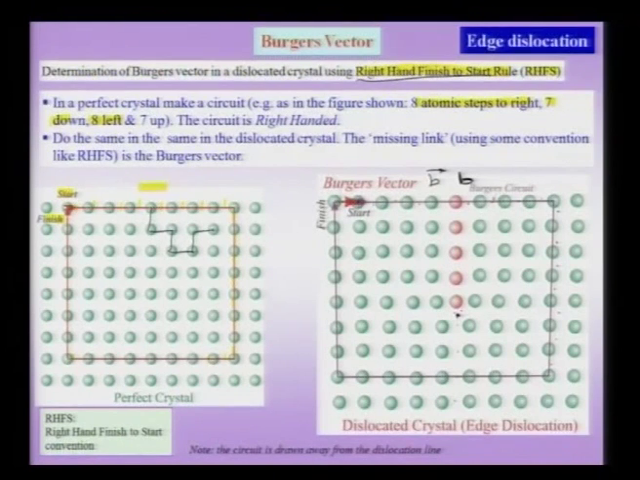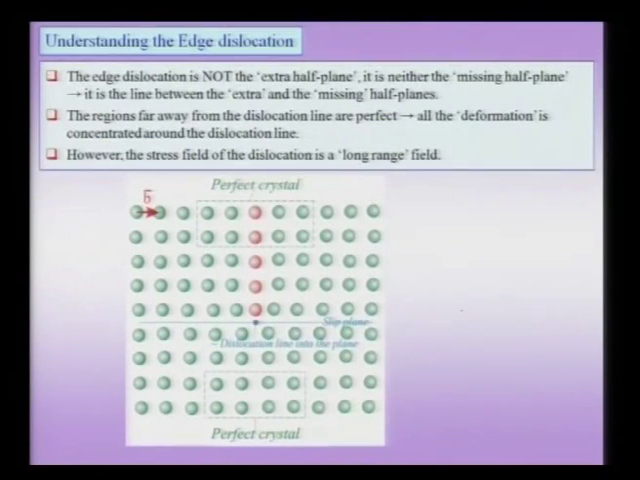Now let me try to understand this edge dislocation a little more. As I pointed out, the edge dislocation is not the extra half plane. So this extra half plane is not the edge dislocation, neither is it the missing half plane. It is in fact the region, the line exactly between the missing and the extra half planes, which is what has been marked here.